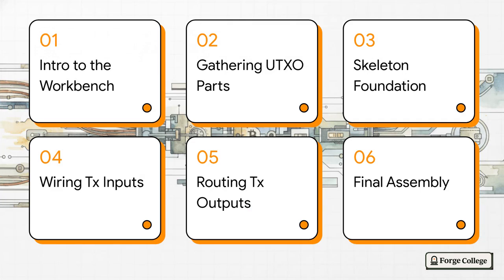Here is the blueprint drafting process for today's explainer. We're going to start with an intro to the workbench, gather up our UTXO parts, frame the skeleton foundation, wire the transaction inputs, route the outputs, and finally, wrap it up with assembly and validation.